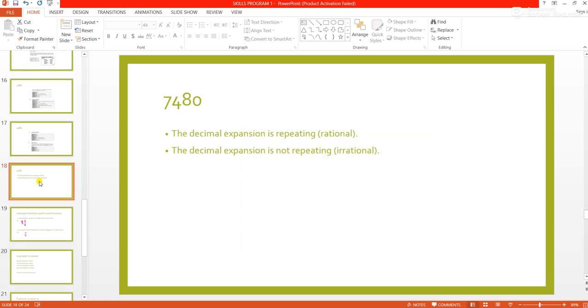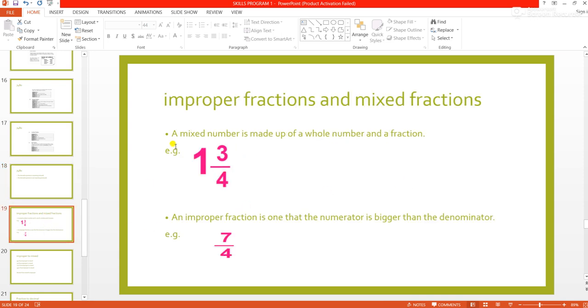So let's move on to slide 18. This is just an explanation of the decimal expansion, which is repeating, which is your rational, and expansion, which is irrational, something that we went through. So moving on to improper fractions and mixed fractions.